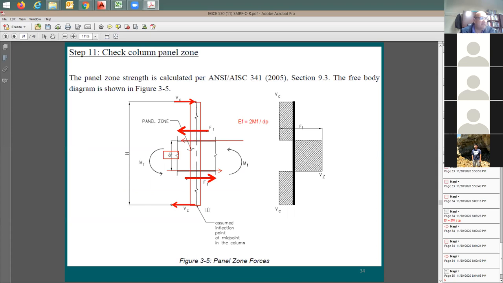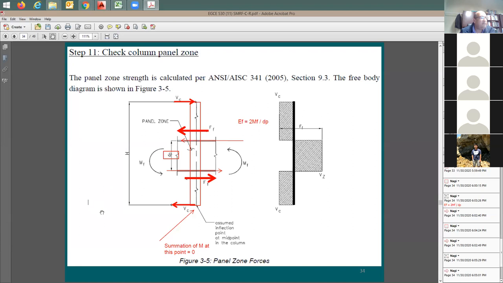To find VC, I'm going to take the moment about this point. Right about this point, let's start here to take the moment for all the forces acting here. And instead of these two MFs, I replace them with EF. So it is either use MF or use EF. So I'm going to say, let's take the moment here. The summation of M at this point is equal to zero, correct? Okay, this is good.